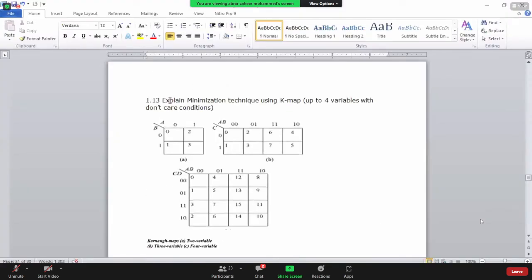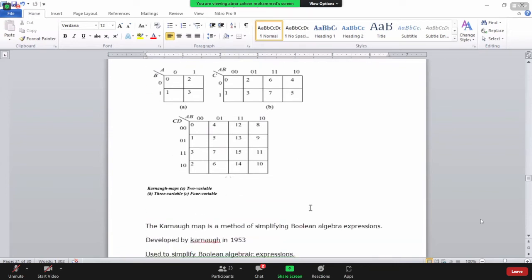So we have to see the minimization technique using the K-map. We have to see up to 4 variables with the don't care conditions. So here we are going to see the 2 variable, 3 variable, and the 4 variable K-map. So what is the K-map? This K-map is a method of simplifying the Boolean algebraic expression. It was developed by the scientist Karnaugh in 1953. This is used to simplify any Boolean algebraic expression given to you, and if you want to simplify it, you can use this method of the K-map.